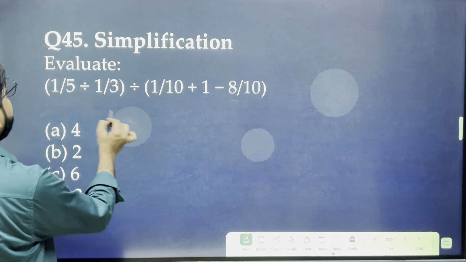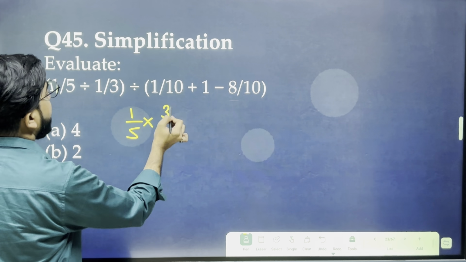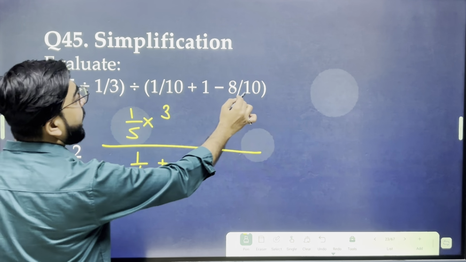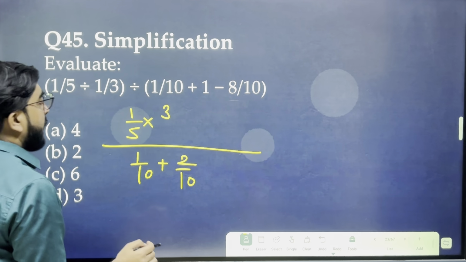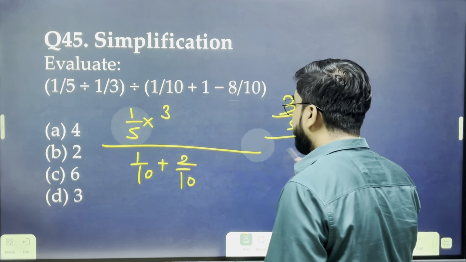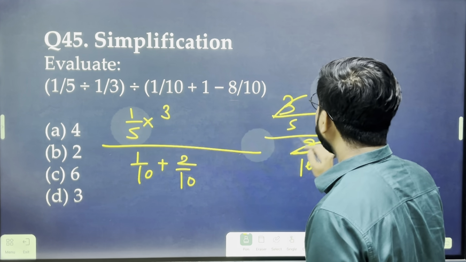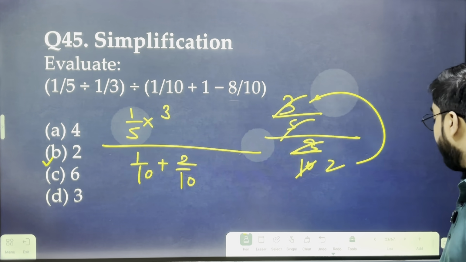Next is this. 1 by 5 divide by 1 by 3 means multiplied by 3, divide by 1 by 10 plus 1 minus 8 by 10 means 2 by 10. You can solve this like 3 by 5 divide by 1 plus 2, 3 by 10. 3 by 10, 3 3s, 5 to the 10, 2 goes there. Option number B. Next question.